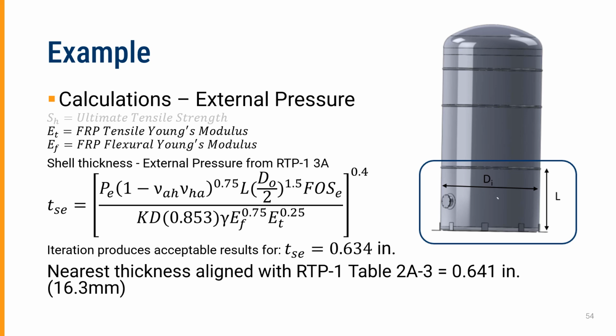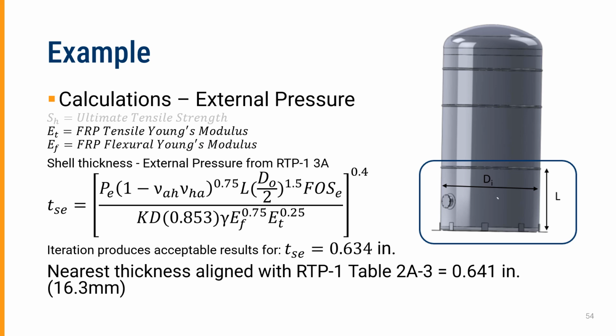For external pressure, well, we don't use tensile strength really at all when we calculate what's happening with external pressure. But what we do is we use the tensile Young's modulus, and to a lesser degree the flexural Young's modulus, remembering that when we start buckling, we're dealing with bending as opposed to tension. So it's appropriate that we should include some flexural Young's modulus in this.